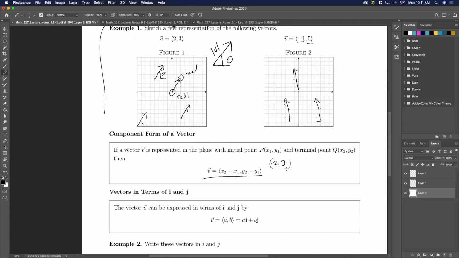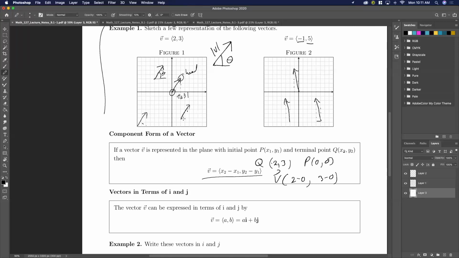here we have 2, 3 as my terminal point, right? Here's my terminal point. So Q would be 2, 3. My initial point is 0, 0. And so my vector here is 2 minus 0 and 3 minus 0. So I get the vector 2, 3.